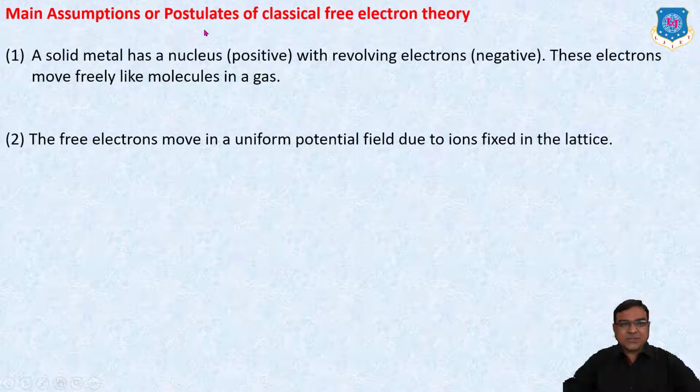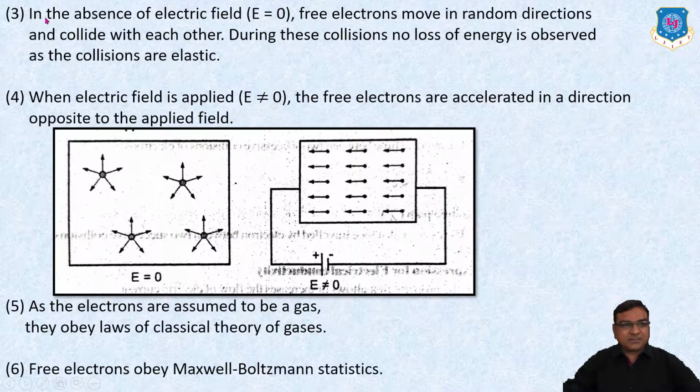Main assumptions or postulates of classical free electron theory. A solid metal has a positive nucleus with removable electrons, that is, negative. These electrons move freely like molecules in a gas. The free electrons move in a uniform potential field due to ions fixed in the lattice.